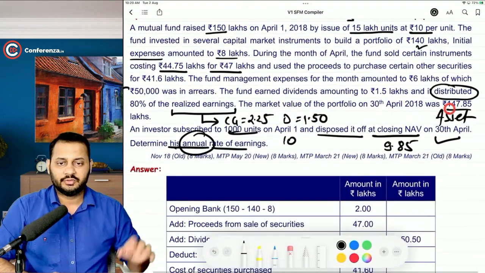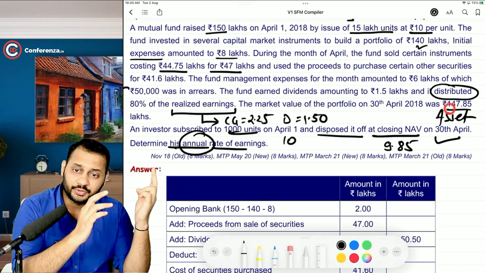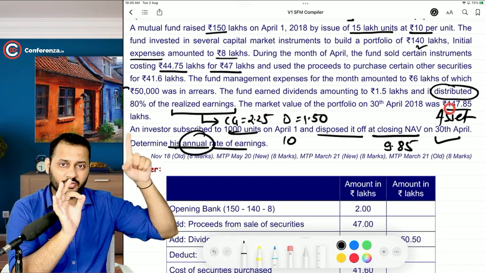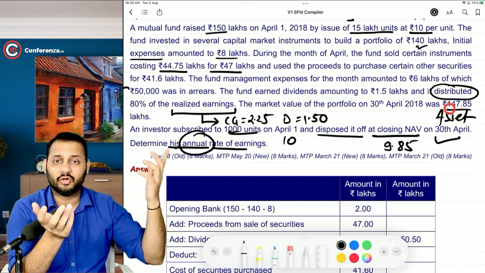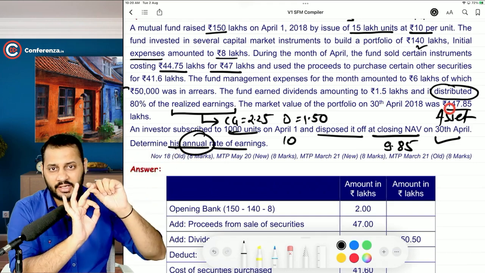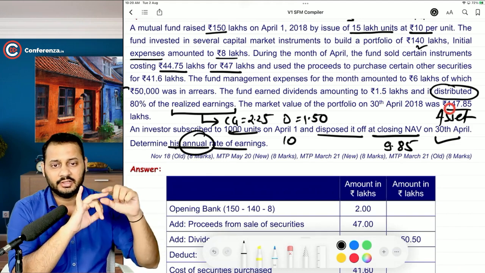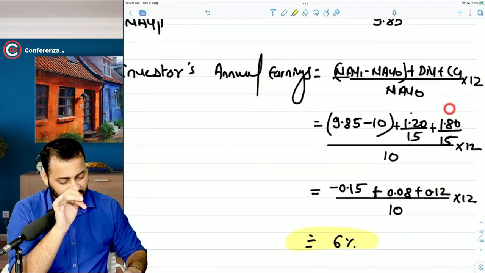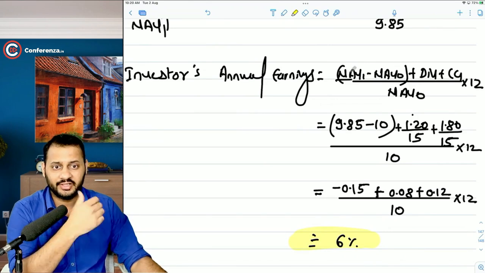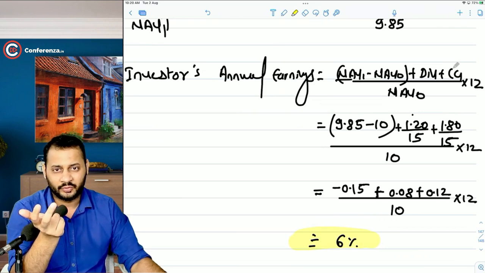See, the question asked us to calculate annual rate of earnings for the investor. So if the question comes in exam, how should you think? First of all, you should write down the formula in your mind or in the rough copy for the investor's annual rate of earning. There are only 3 items for an investor: the capital appreciation or depreciation, the dividend, and the capital gain, right? In the beginning we only had NAV 0, we didn't have NAV 1, we didn't have dividend, also no capital gain was known to us till that time.